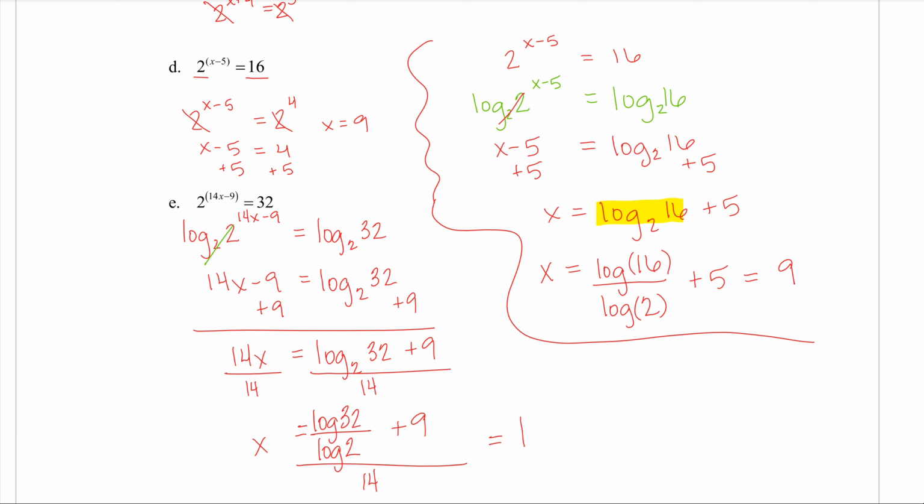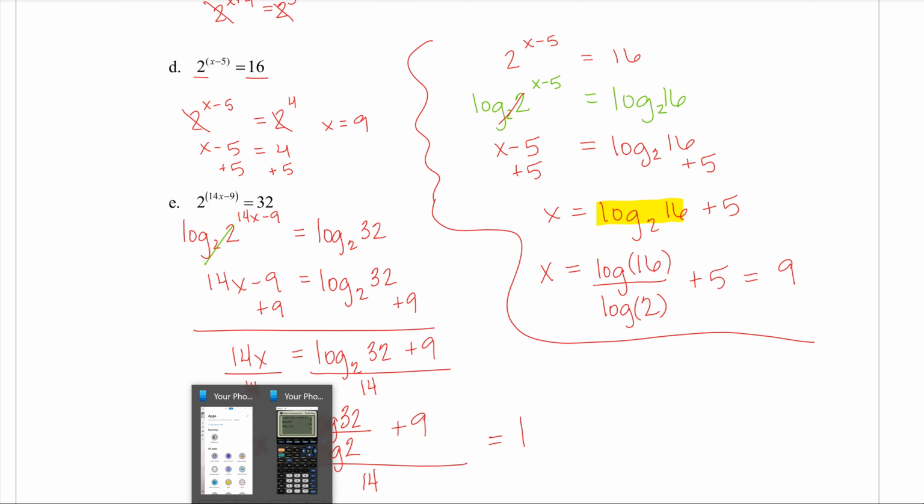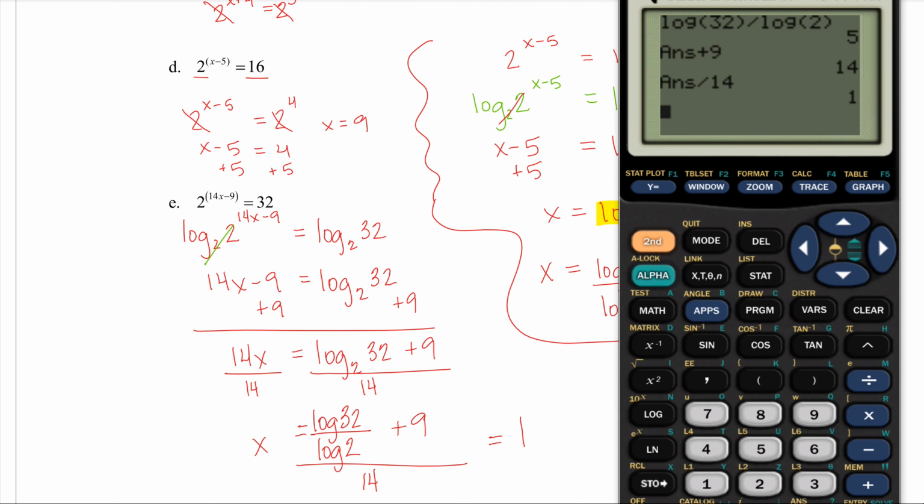But in your homework, you might get a decimal, and that's okay. Just remember, you're going to do it piece by piece. You'll do the change of base first, then you'll add whatever number you have, and then finally divide by that 14 that's dividing everything at the very end.